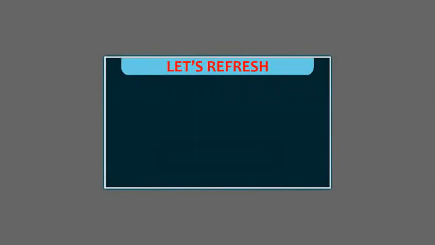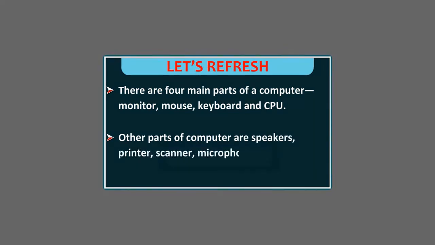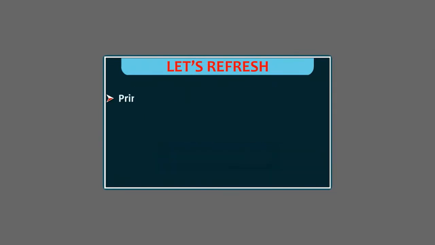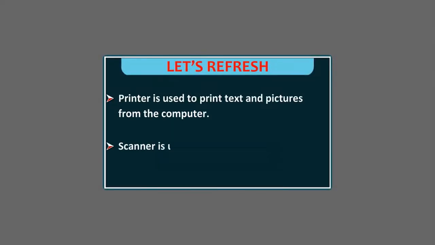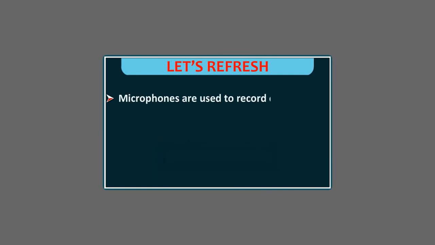Let's refresh. There are four main parts of a computer: monitor, mouse, keyboard, and CPU. Other parts of a computer are speakers, printer, scanner, microphones, headphones, hard disk, CD, DVD, Blu-ray disc and UPS. Printer is used to print text and pictures from the computer. Scanner is used to scan pages and convert them from hard copy to soft copy. Microphones are used to record our own voice on the computer.